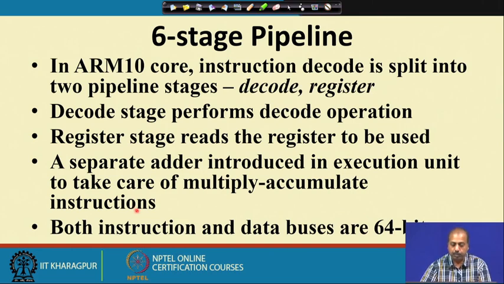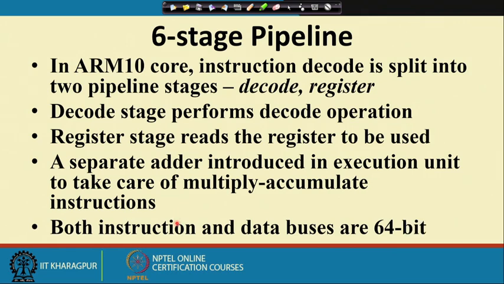Then the instruction and data buses are now 64 bit. So, ARM10 has 64 bit address, instruction and data buses. Instead of a 32 bit data bus, we have a 64 bit data bus, but the internal operation remains 32 bit only. The advantage is in accessing the external memory. In one access you can get two instructions, because each instruction is 32 bit, and the data bus is also 64 bit, so in one access you can get two data items.